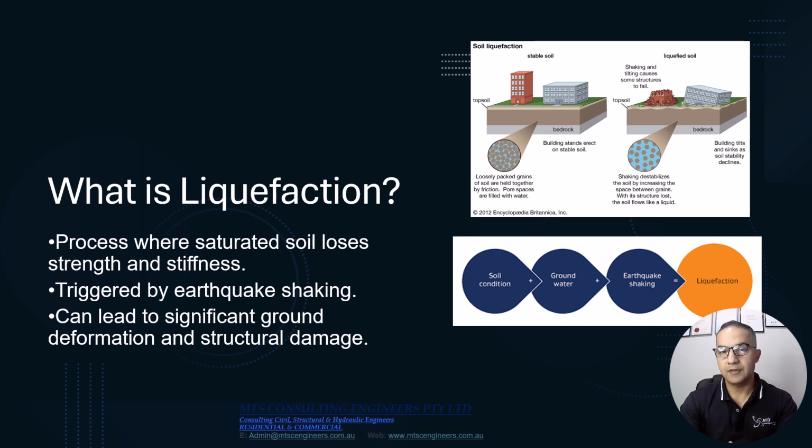The result can be significant ground deformation and severe structural damage to buildings, as shown in the example of a building tilting and sinking. Essentially, liquefaction occurs when you have the right soil conditions, present groundwater, and earthquake shaking.